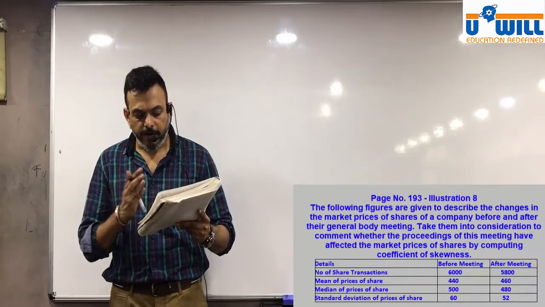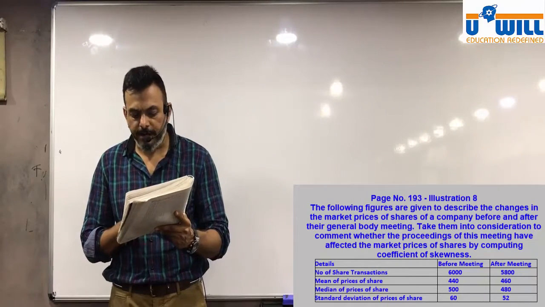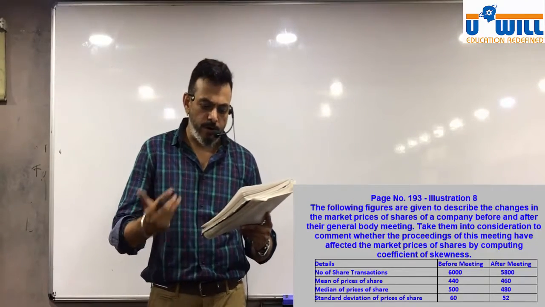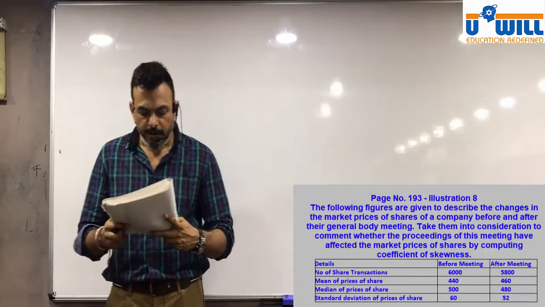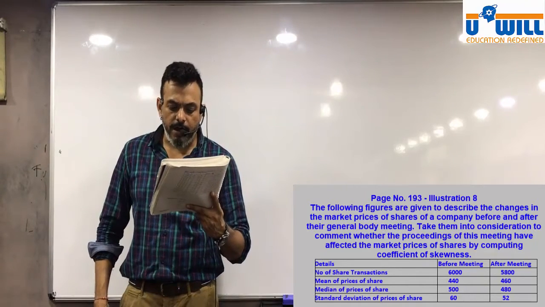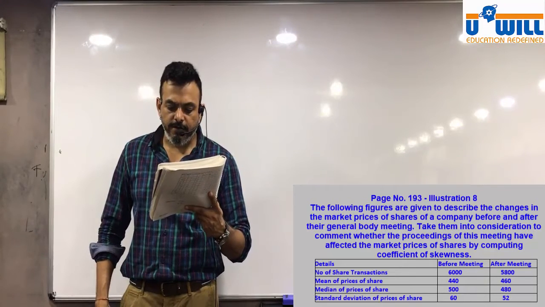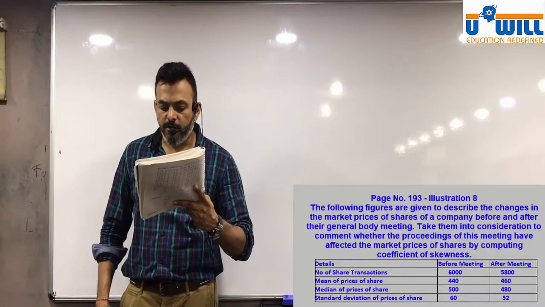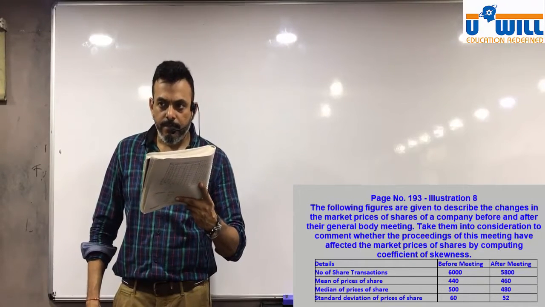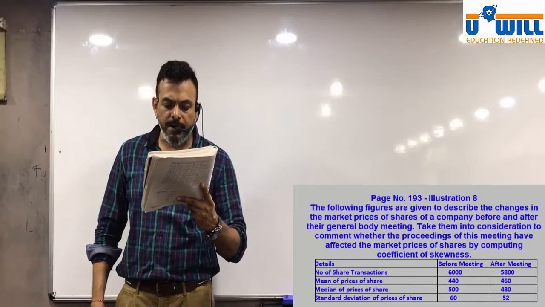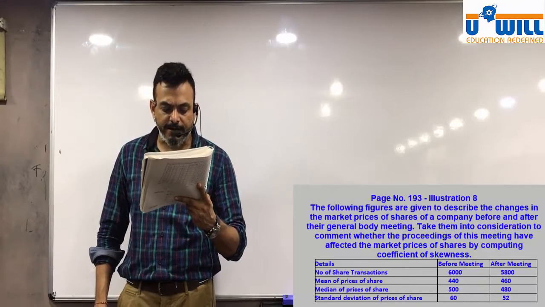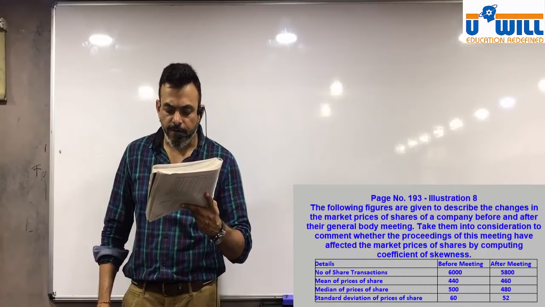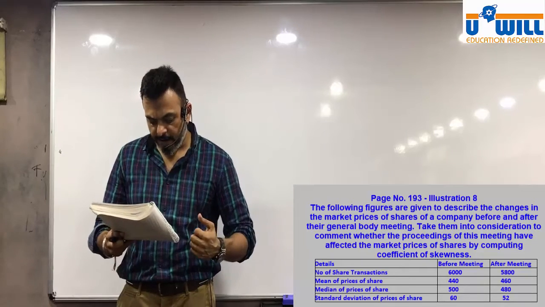Now, here there are these sums, illustration 8 and onwards are comparison sums. So we have to find skewness and then we have to compare and then we have to give a judgment. Illustration 8. The following figures are given to describe the change in market price of shares of a company before and after their general body meeting. Take them into consideration to comment whether the proceedings of the meeting have affected the market price of shares by computing coefficient of skewness. Now various details are given.